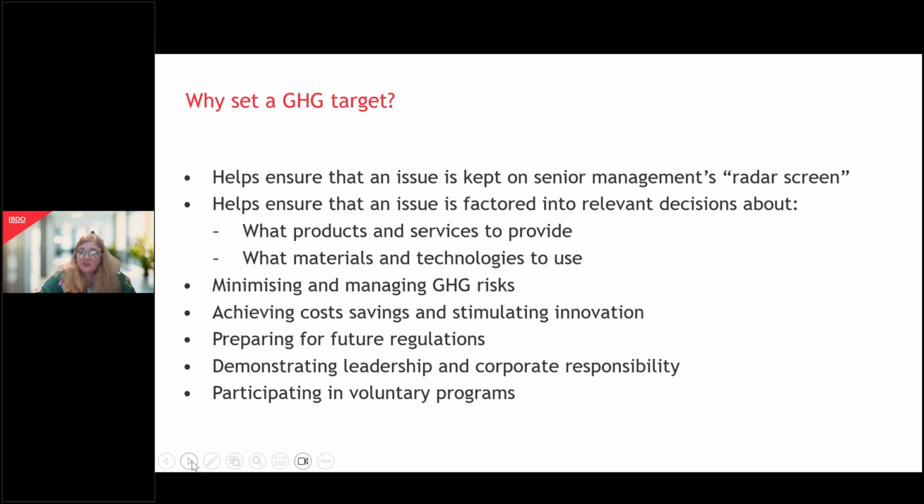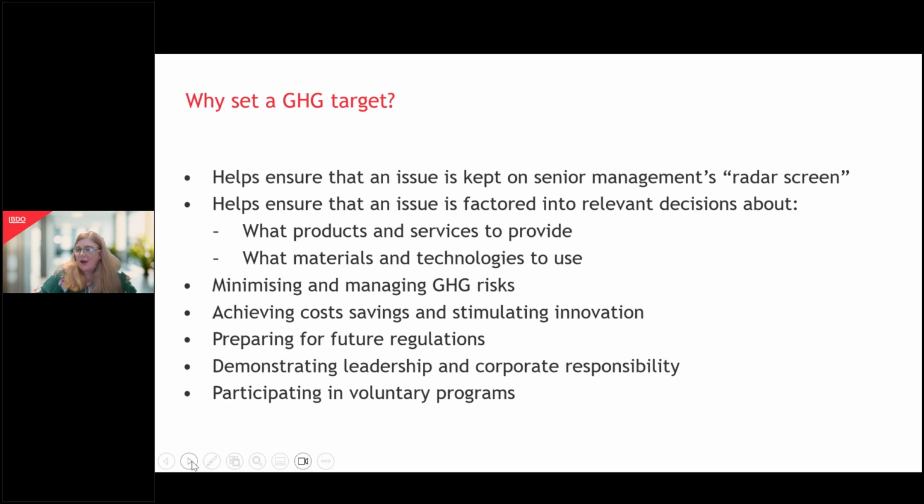It would help us to prepare for future regulations like IFRS S2, because IFRS S2 will mandate that organizations set and report their greenhouse gas target in their mandatory sustainability report, in the annual report. And then also it will demonstrate leadership and corporate responsibility and participating in voluntary programs.